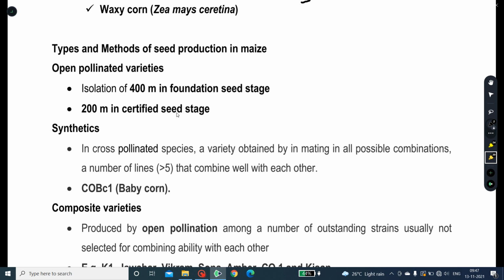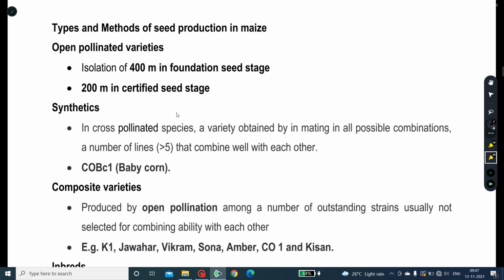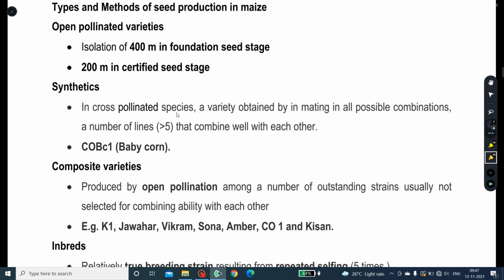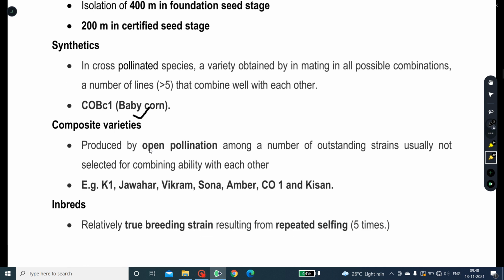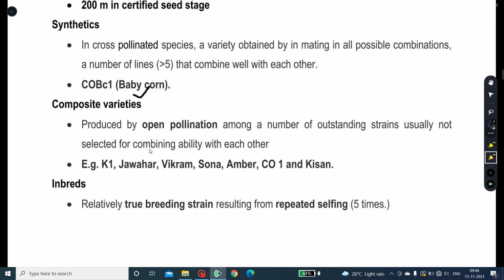And the next one is synthetics. In case of cross-pollinated species, a variety is obtained by intermating all possible combinations. Here the number of lines is greater than 5, and they combine well with each other. The synthetic variety is baby corn, BC1, that is the baby corn variety. And the next one is composite varieties. These are produced by open pollination among a number of outstanding strains.